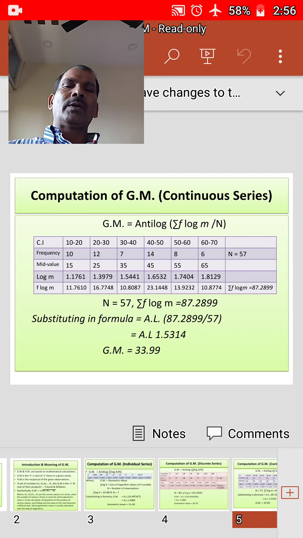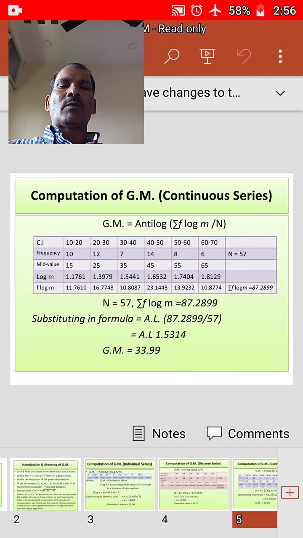If you add all these f into log m values, you will get sigma f log m, which is equal to 87.2899. Okay, we got n is equal to 57 and sigma f log m is equal to 87.2899.